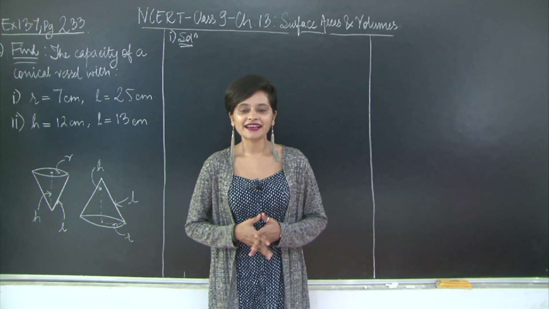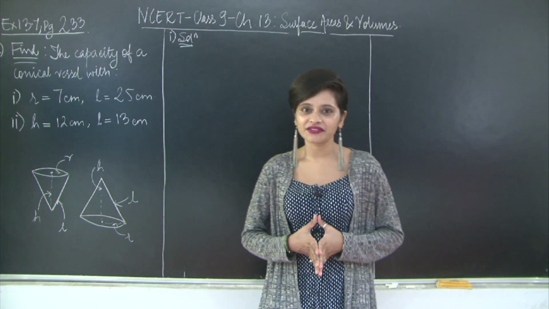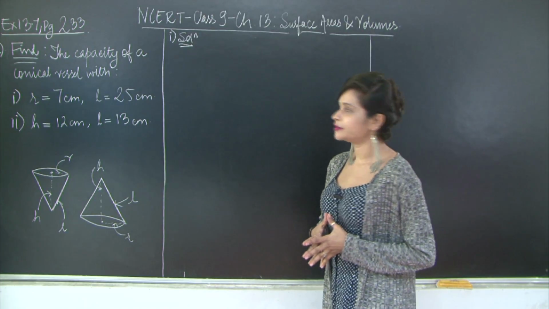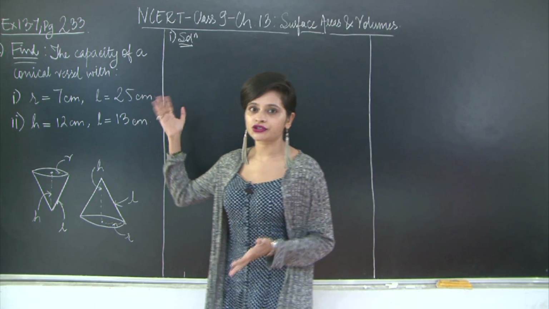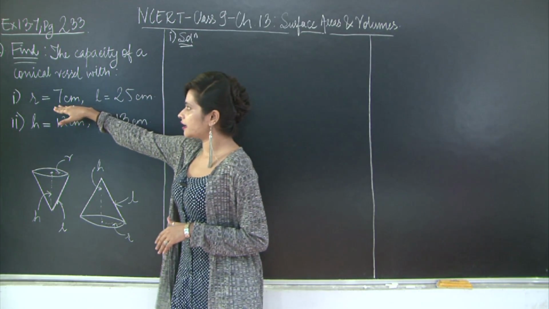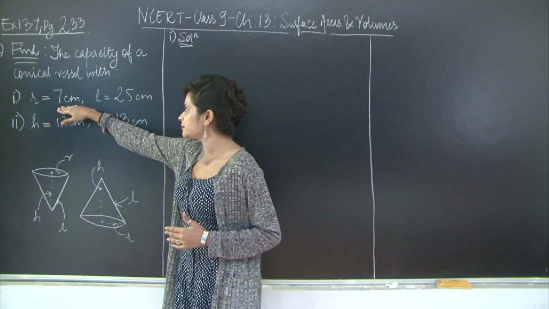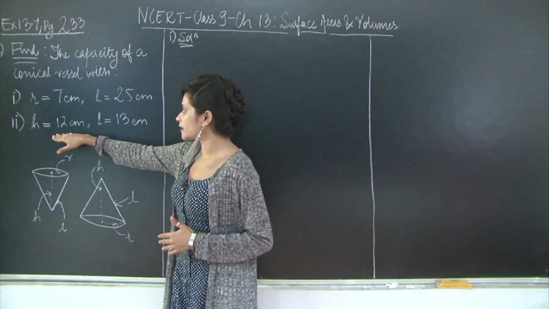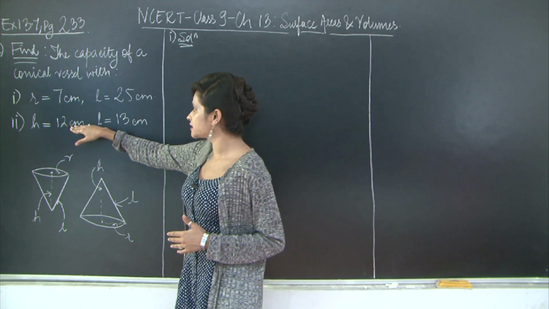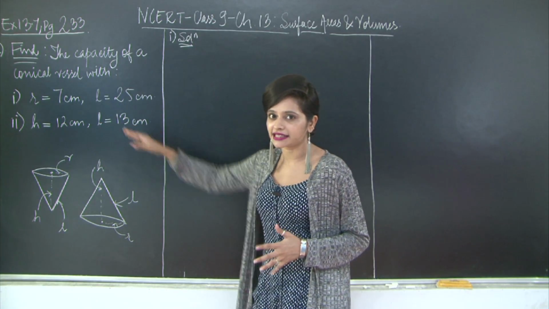Hello students, welcome back. Let us continue with exercise 13.7 of chapter 13, question number 2. Here we need to find the capacity of a conical vessel. So capacity refers to the volume. In the first case, the radius is 7 centimeters and the sloping height is 25 centimeters. And in the second case, the perpendicular height is 12 centimeters and the sloping height is 13 centimeters.